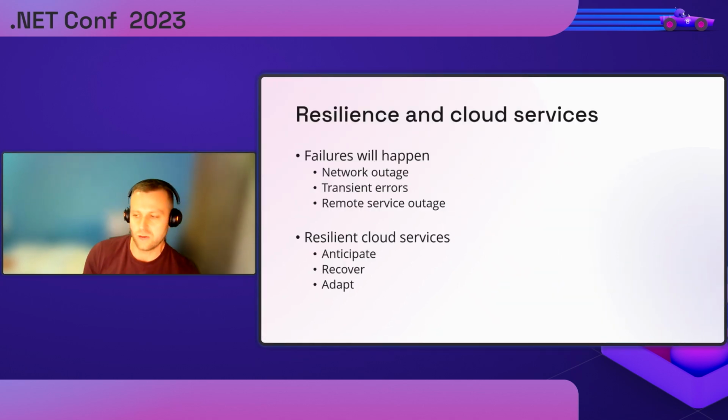When communicating with remote cloud services, one thing is certain: failures will happen. These failures can happen either due to a network outage or transient errors on the server side, or in the more serious scenarios, a remote service outage, when we are not able to communicate with the service for an extended period of time. A resilient cloud service is able to anticipate these errors, can recover from them, and can adapt to the changed conditions due to these failures.